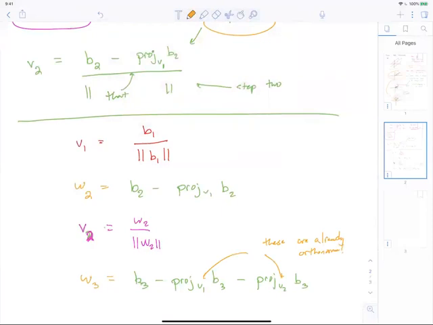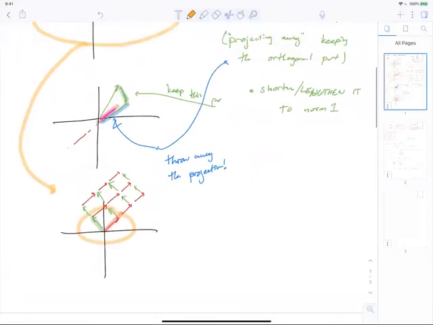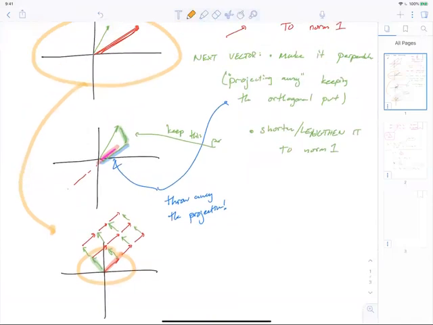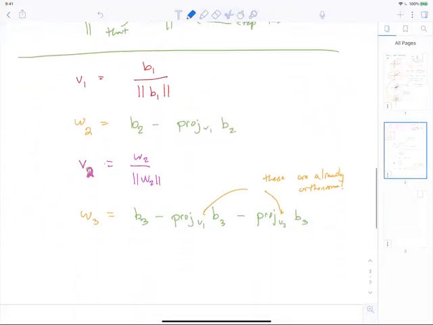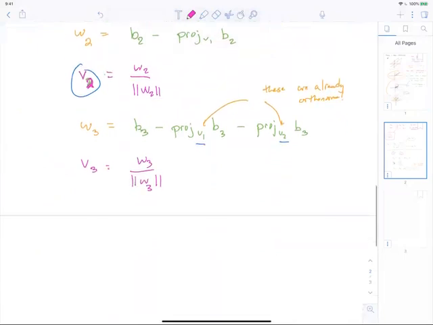So you're taking the third vector and applying this step right here. You're subtracting out the projection, but now it's a projection onto a plane instead of a line. And you can only project onto a plane if you already have an orthonormal basis for that plane. But this plane already has an orthonormal basis because you found it: V1 and V2. Those are orthonormal, so you can do this, and you can keep doing this. So V3 is just W3 divided by its norm.